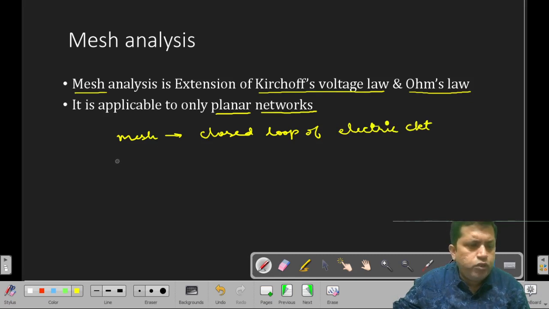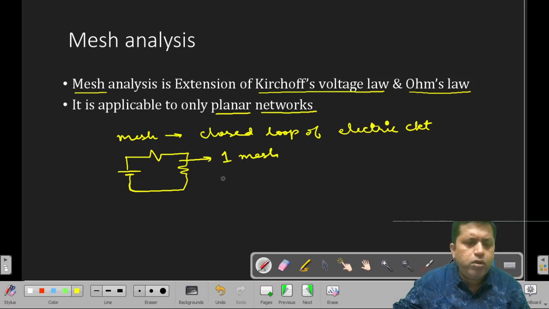Suppose we have a voltage source, a battery, and a resistance like this. This has only one mesh. How many meshes does this have? One mesh or loop.